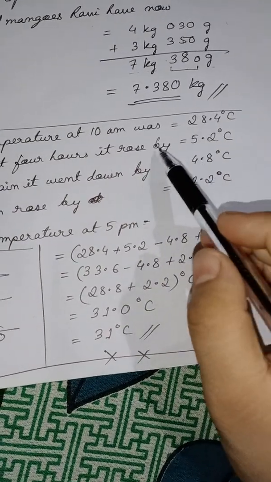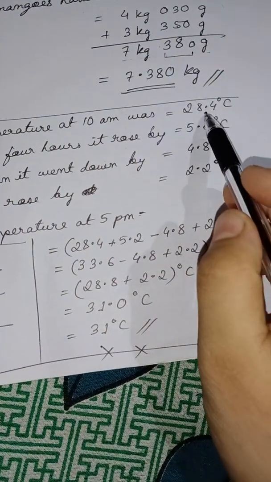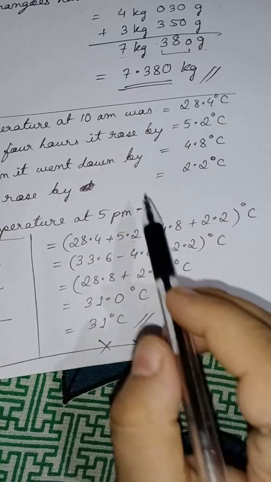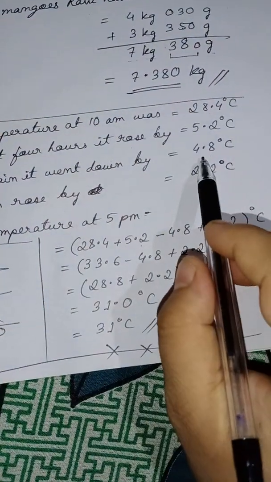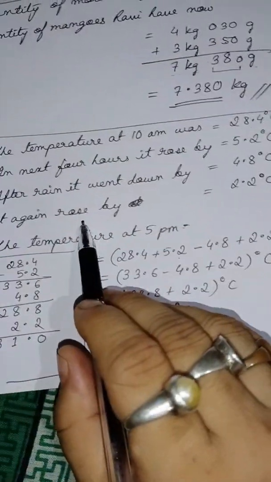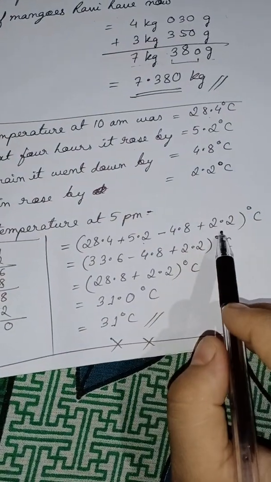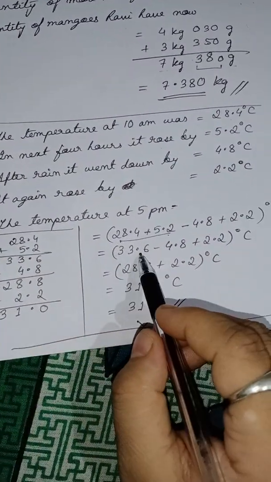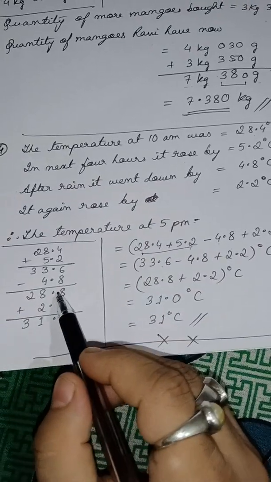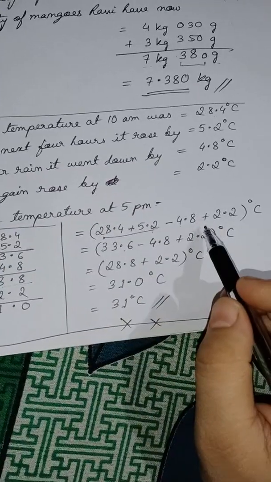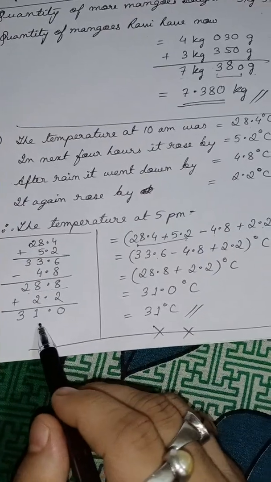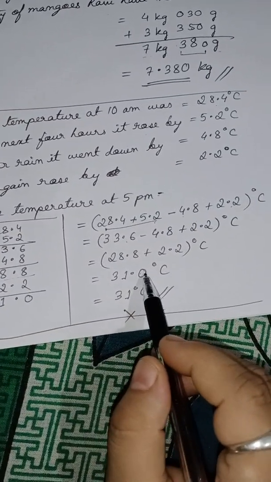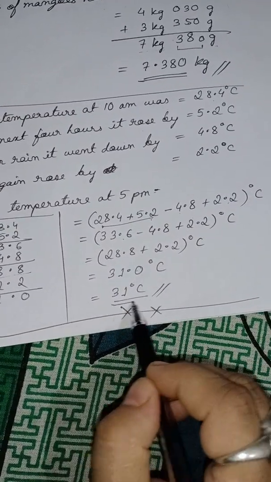So first of all, because it rose, it increased. So 28.4 plus 5.2. Then it went down, that means it decreased, so minus 4.8, and then again it rose, so plus 2.2. So first I'll add these two. After adding I get 33.6. Then I'll subtract 4.8. After subtracting I get 28.8, and at last I will add 2.2, which gives 31.0. So 0 does not have any value after the decimal, so 31 degrees Celsius.